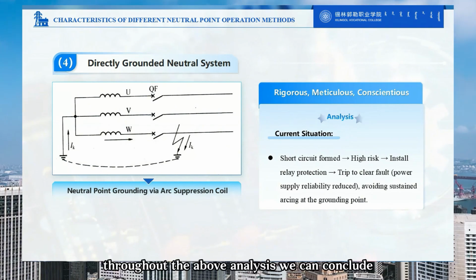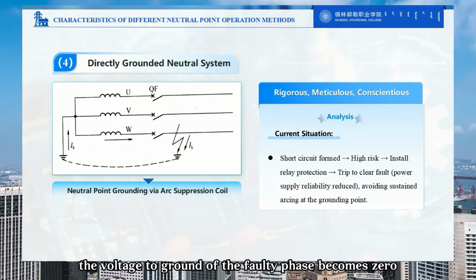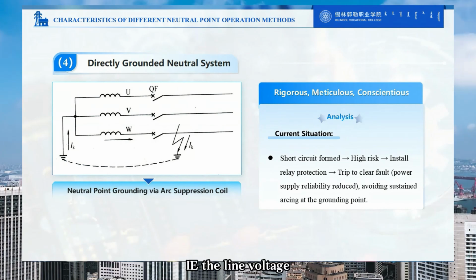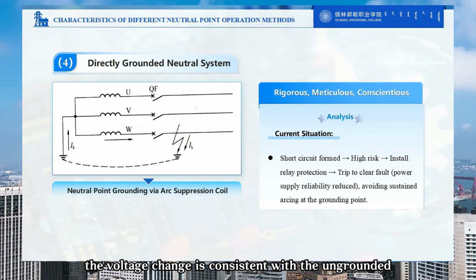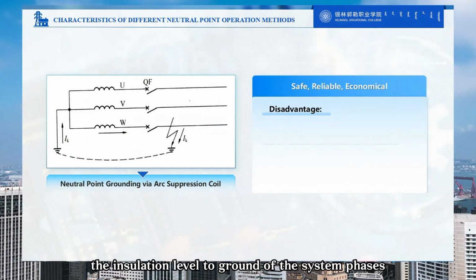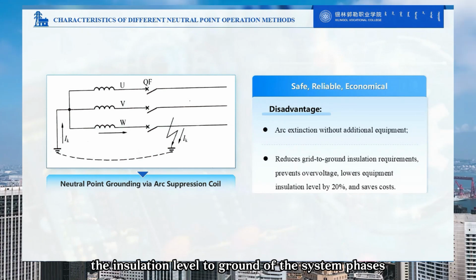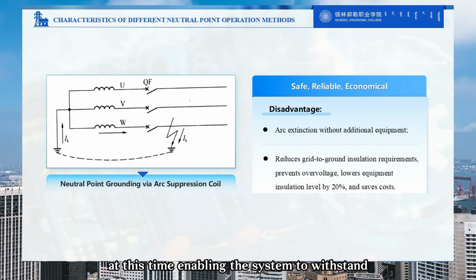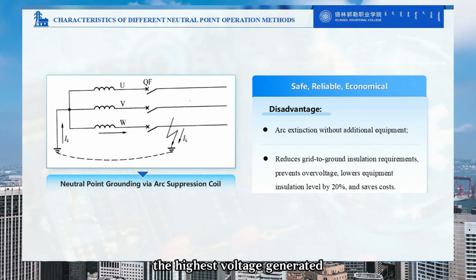Throughout the above analysis, we can conclude the voltage to ground of the faulty phase becomes zero. The voltage to ground of the non-faulty phases increases to √3 times the original, i.e. the line voltage. The voltage change is consistent with the ungrounded neutral system. The insulation level to ground of the system phases should be considered according to the line voltage at this time, enabling the system to withstand the highest voltage generated. This increases the investment cost, affecting the economic level.